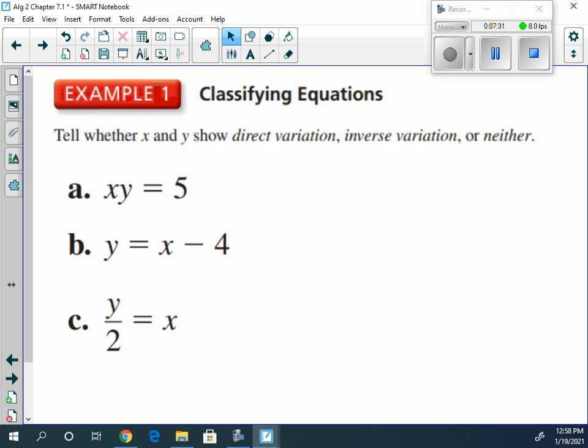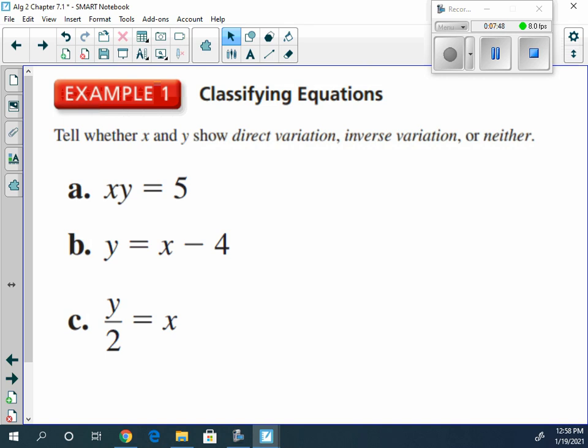So this example one is really what we're going to stop with today. We'll do this today, then we'll finish this up tomorrow. Now, what we want to do is tell whether x and y show direct variation, inverse variation, or neither. We want to see which one of the three it is.